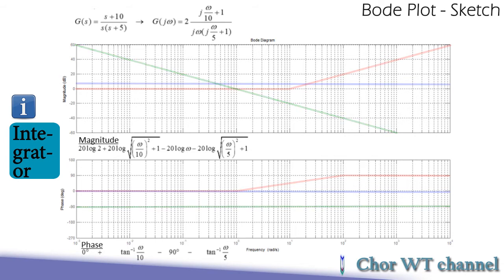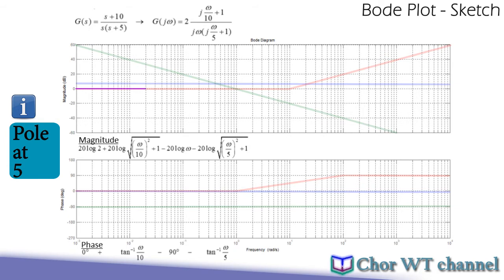Our last term will be the first order pole with a corner frequency of 5. For the magnitude plot, basically it is one straight line at 0 dB until it reaches the corner frequency of 5.